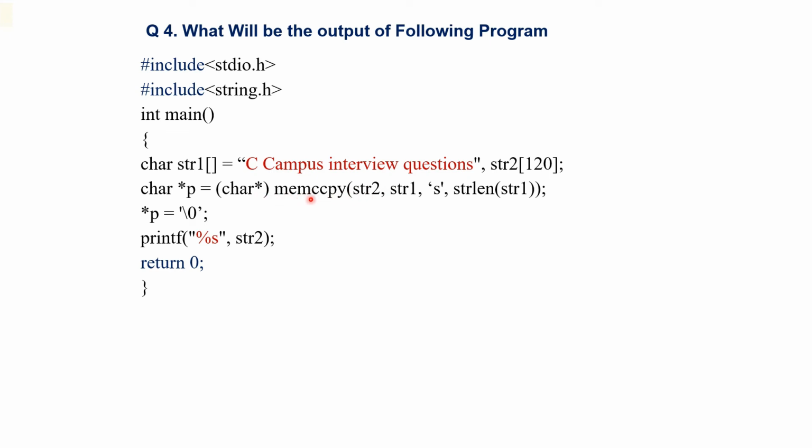And as the memcpy function returns the void data type, we should convert that into string type. So we have used char star here, and the string str2 will be initialized with the character pointer p. With the next statement, *p = '\0', a null character \0 will be added at the end of the string, and with this printf function the value of str2, that is "C campus", will be printed. So the output for this is C campus.